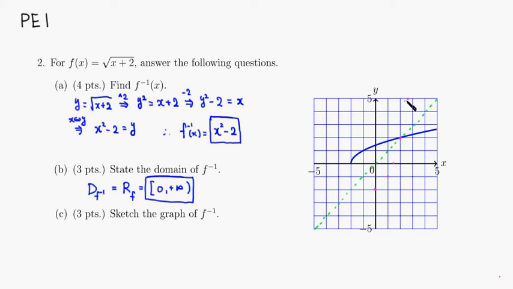I'm going to do this carefully. So it's going to go through there, and it's going to go through there, and there, and that. So it looks like that. So that's the graph of f inverse. Alright, that's it. I hope that this was clear.